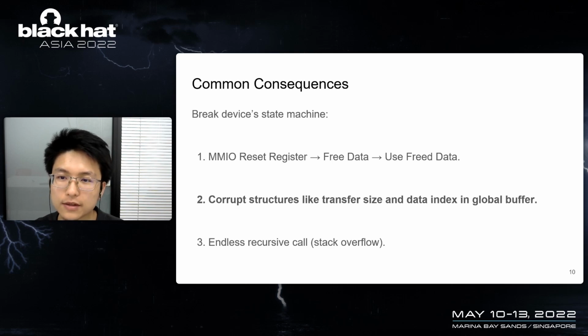In some devices, structures like data transfer size and data index are stored in the device's global buffer, and this data is only checked before being used. So attackers can launch DMA to the MMIO register that can modify this data. Then an out-of-bounds access situation will happen later. Attackers may achieve information leakage or control flow hijacking.